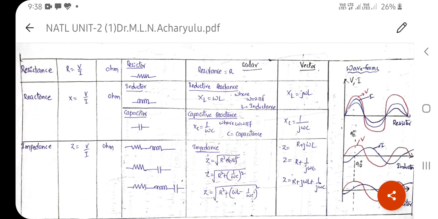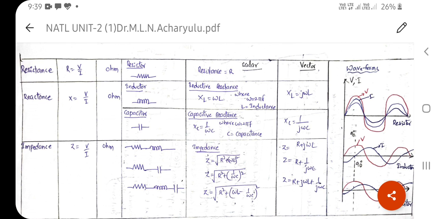If you take the impedance of the RL circuit, you say Z is equal to the square root of R square plus omega L whole square. For the resistance and capacitance combination, Z is equal to the square root of R square plus 1 by omega C whole square. For an RLC circuit, Z is equal to the square root of R square plus omega L minus 1 by omega C whole square.